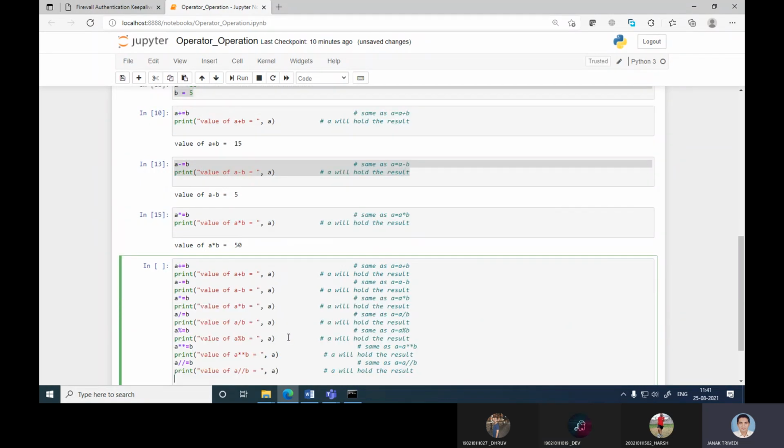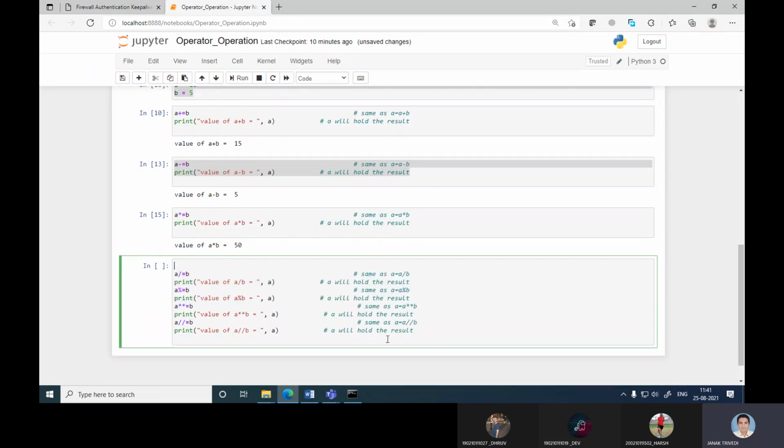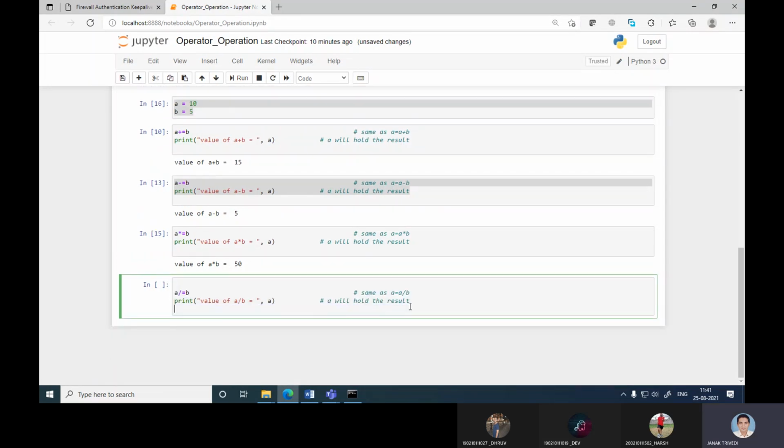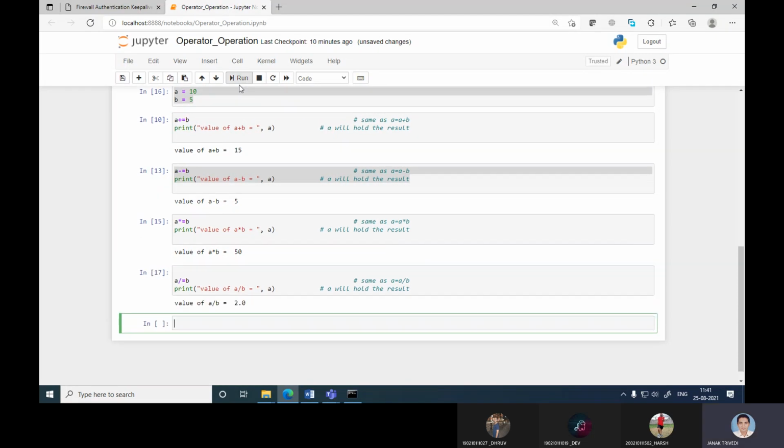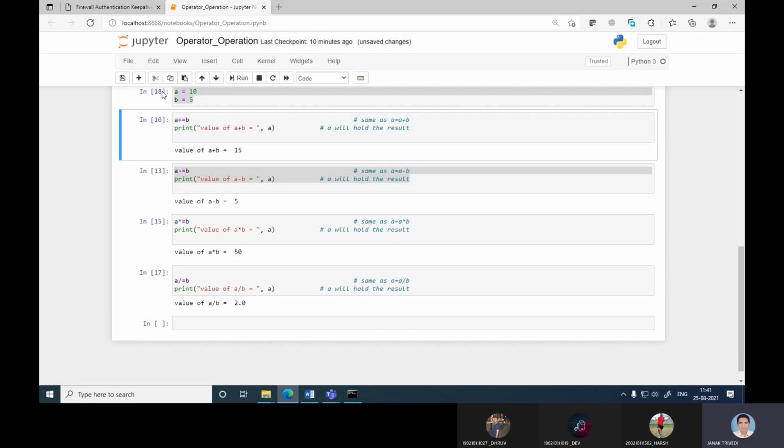And next, division: a divided by b is 2.0. Yes, the value is 2.0, a float value. We already studied that in normal division, it is a float value. Okay, so now once again we will run this. So now you can see this line is 8.